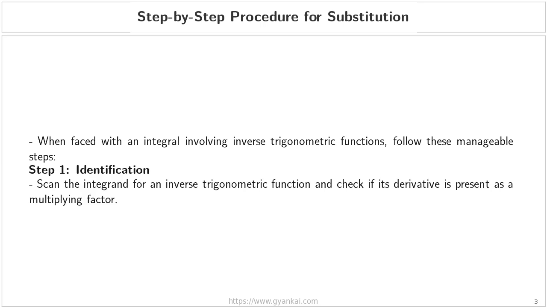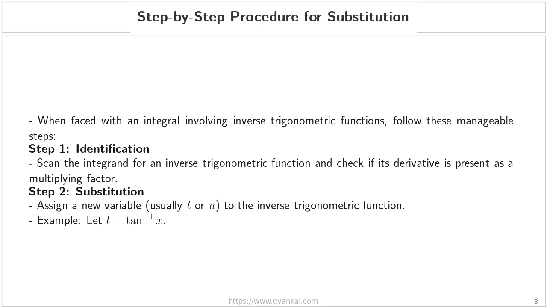Step 1, identification. The very first thing you need to do when you see an integral with an inverse trigonometric function is to carefully scan the integrand. That's the function you're integrating, to see if the inverse trigonometric function is present. And crucially, check if its derivative is also present as a multiplying factor. Remember from the previous slides, we're looking for these packages, the function and its derivative together. Step 2, substitution.